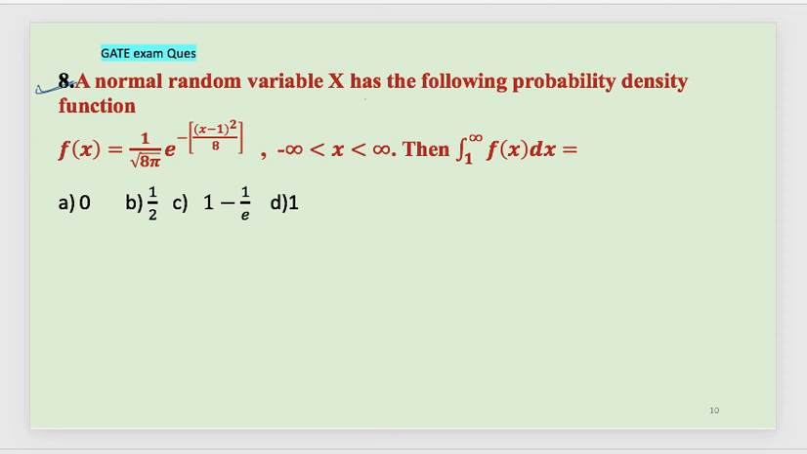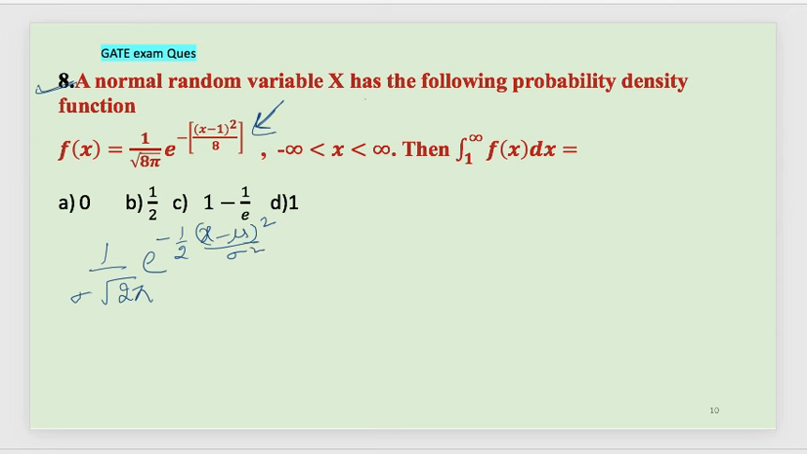Then integration from 1 to infinity f(x) dx. So the point is no other data is available, so we have to first identify what we can gather from this PDF, because we know that the PDF contains the parameters of the distribution, so mean. So let us first identify that when I compare it with 1/(sigma root 2 pi) e to the power minus half ((x minus mu) divided by sigma) whole square.